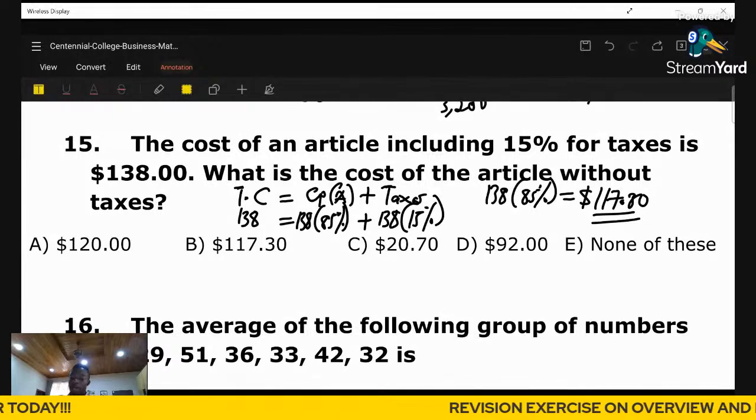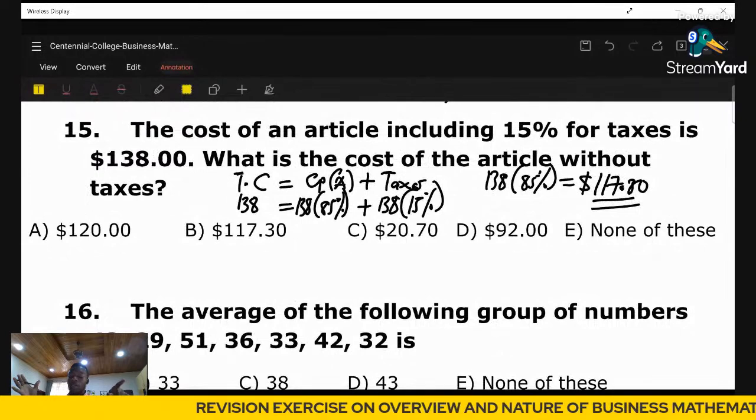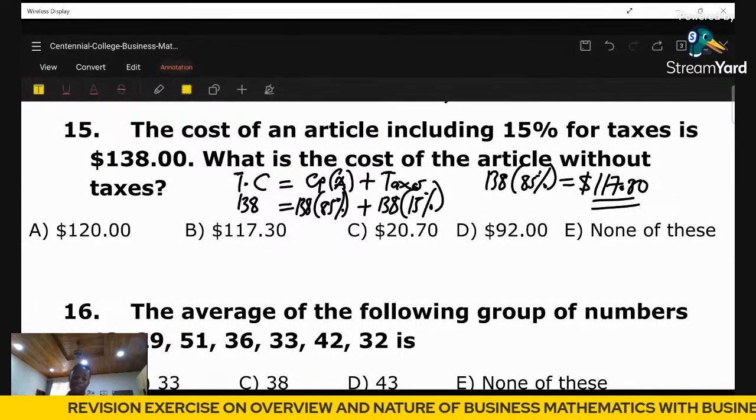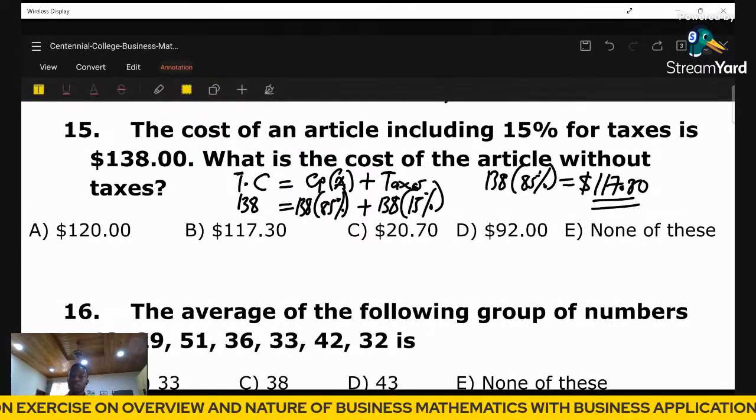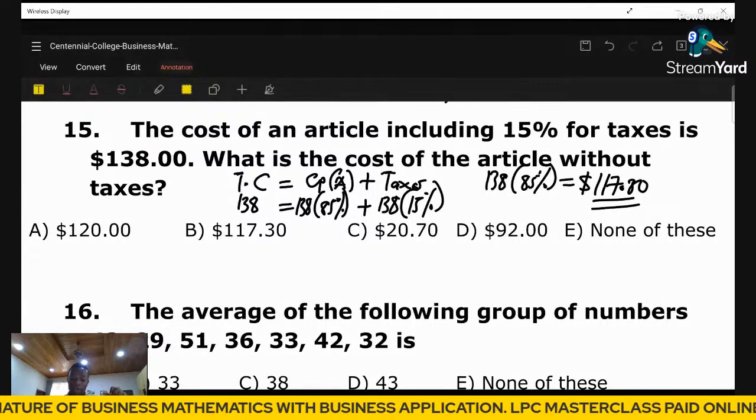Let's move on to question number 16. Assuming the question had asked you to find the monetary value of the tax, that should have been 15% on 138, and then you are good to go. All right. So I hope that is clear.